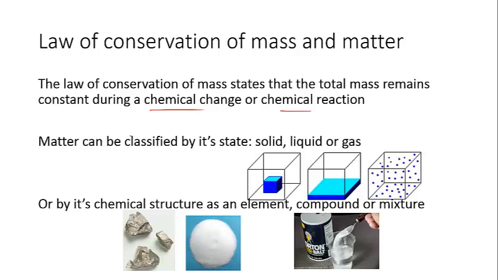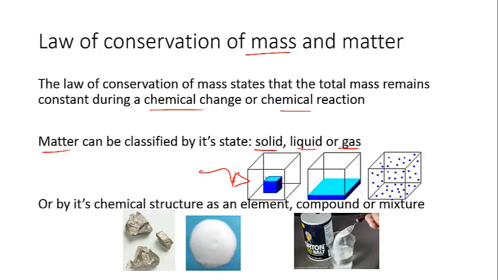Now, matter is different than mass. Mass is a reference to the amount of something, whereas matter is what something is made of. There are two principal ways in which we can classify matter. We can either classify matter as a solid, liquid, or gas, and a perfect example is water.